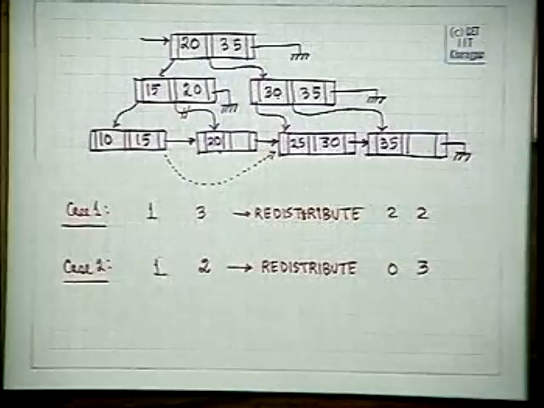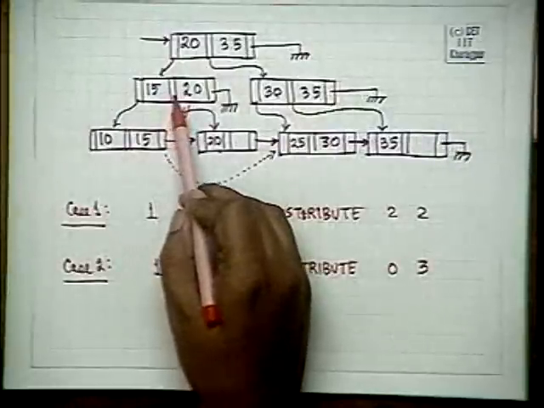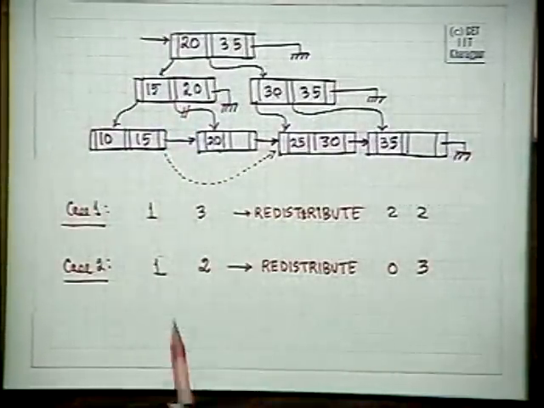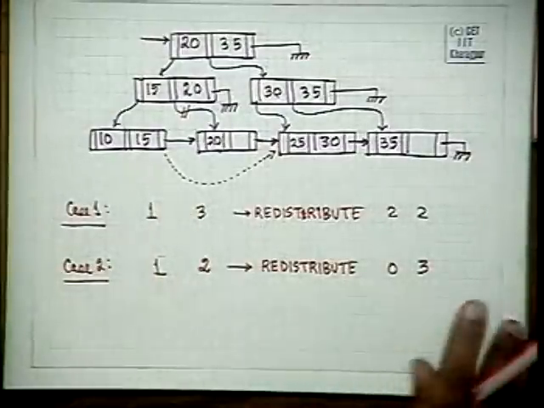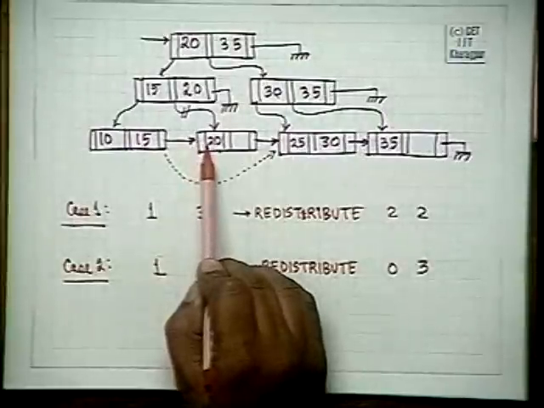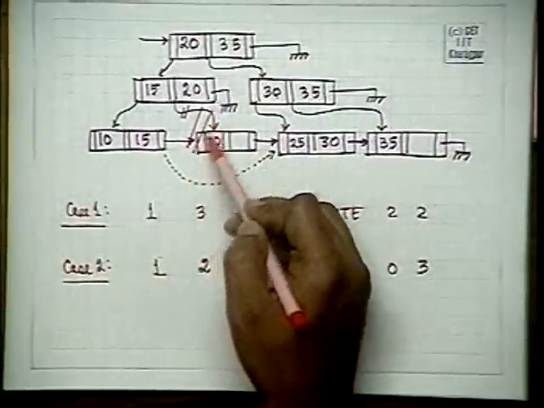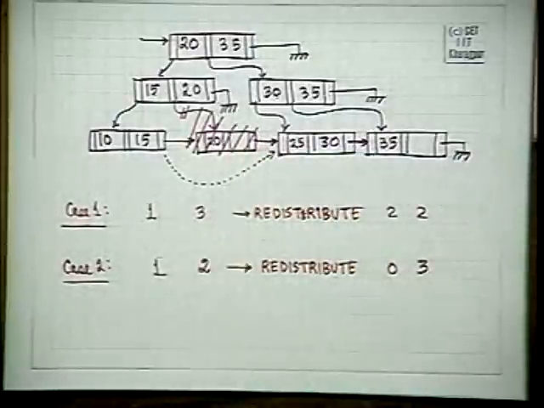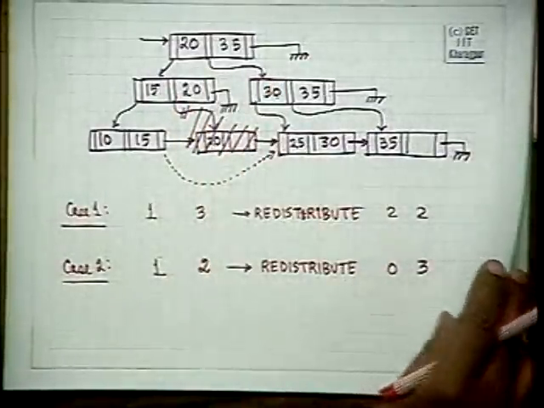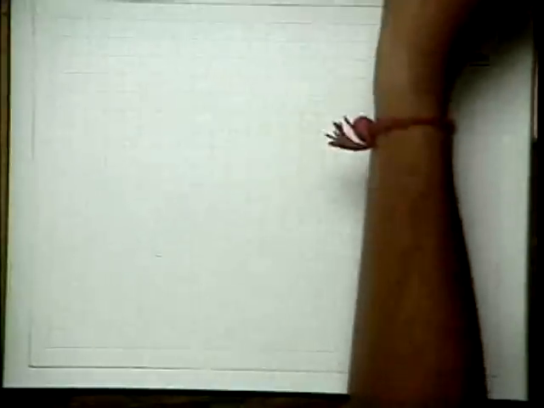Redistribute it to be 0, 3 and delete the 0. So let us see it step by step. So after we have deleted this, this is not there. We will shift this here and we will get a structure like this.